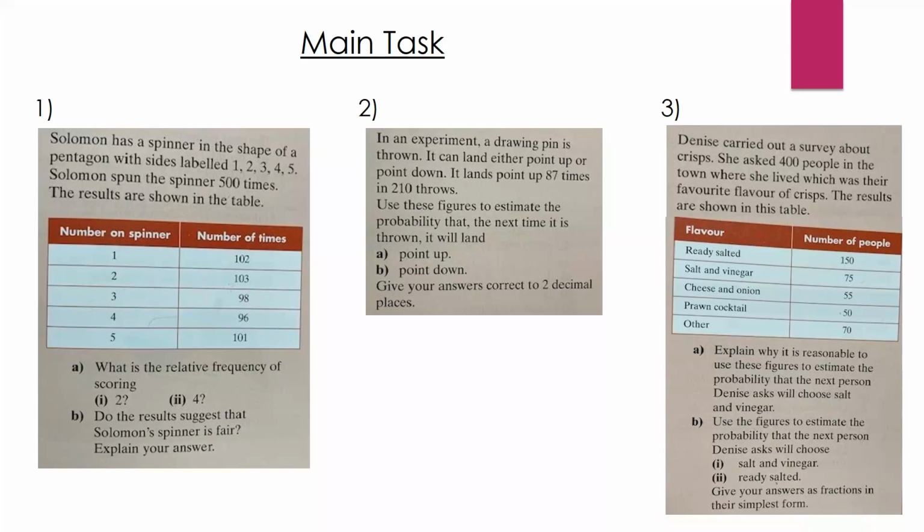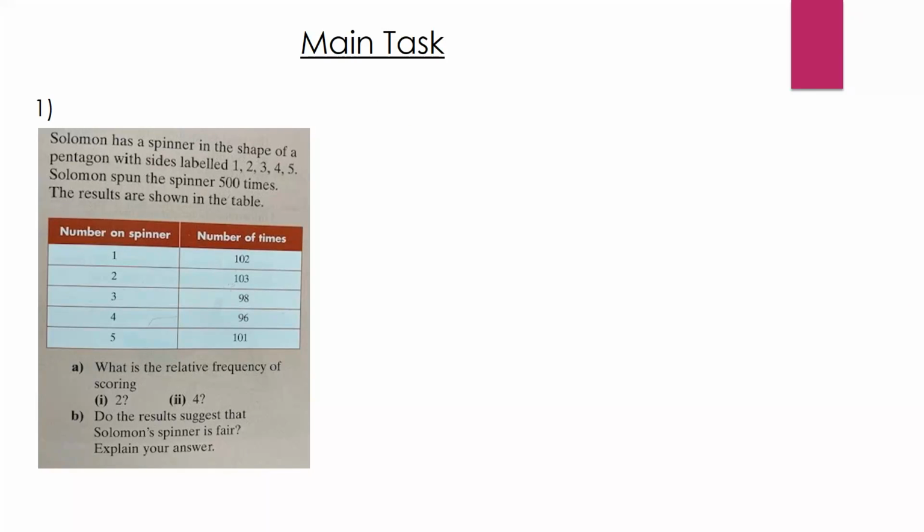Okay, welcome back then. So question 1 then, we could see in the question here that this spinner was spun 500 times. It's got 1 to 5 on them. Here's the number of times it landed on each number. So here's the frequencies. So what's the relative frequency of scoring a 2?